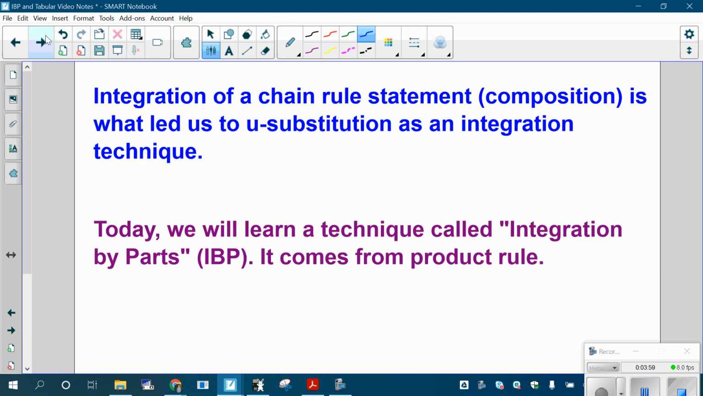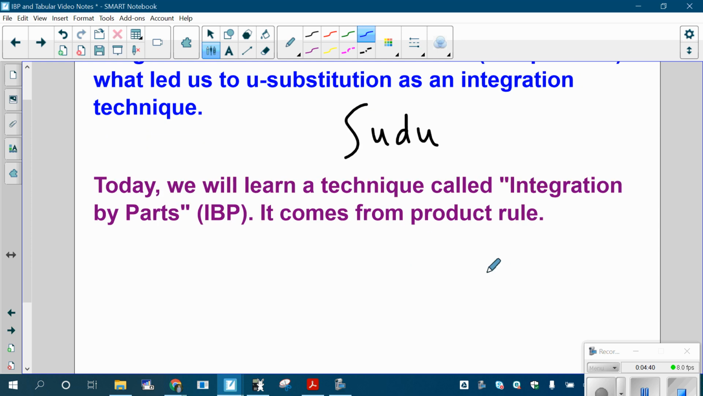What I would like you to remember is that U substitution comes from chain rule, not product rule. You know the whole du part, when we made sure we got the du part in there? That's because we were undoing chain rule. We were taking our integral and thinking about it as having chain rule applied to it and undoing that chain rule. Today we're going to learn something called integration by parts. It's the same thing but for product rule. So it undoes product rule.